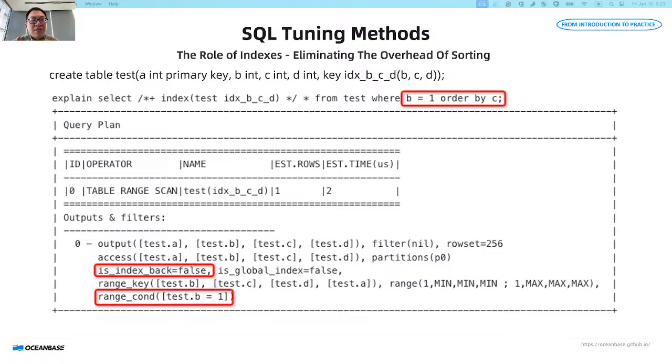Note that the index back is false, which means after the index scan is completed, there is no need to go back to the table, and the results can be output directly when the index already contains all the columns being queried. You can also reduce the overhead of index back to the table by creating such an index that covers more columns.